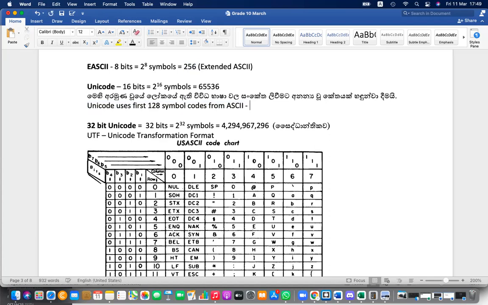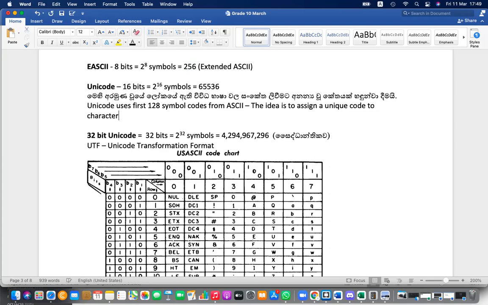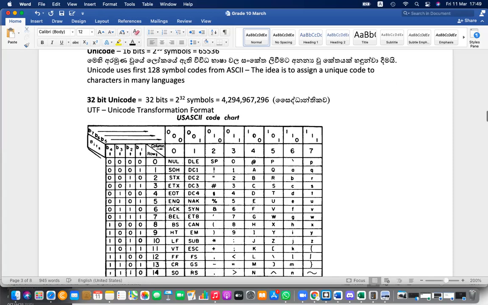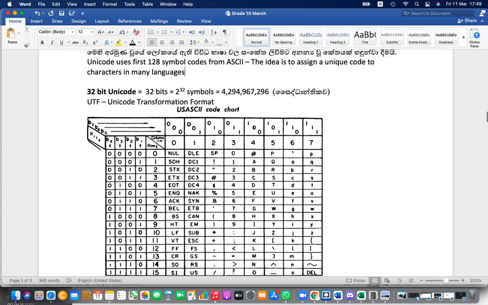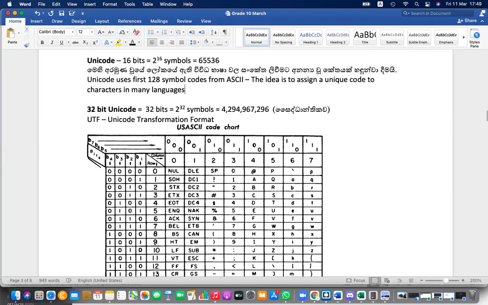So here you can write the idea: to assign a unique code to characters in many languages. That was the idea. The idea is to assign or give a unique code to characters in many languages. That is why this unique code is used. The unique code is Unicode.